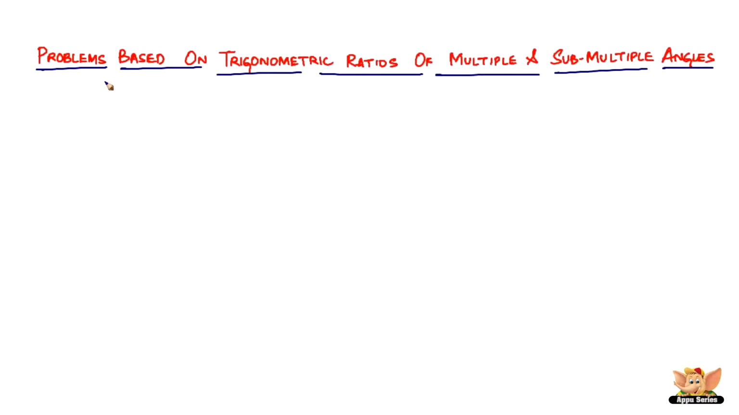So in this video, we're going to start solving problems based on trigonometric ratios of multiple and submultiple angles. Alright, so here we've got a problem to start off with. It says, prove that sin 2θ divided by 1 plus cos 2θ equals tan θ.